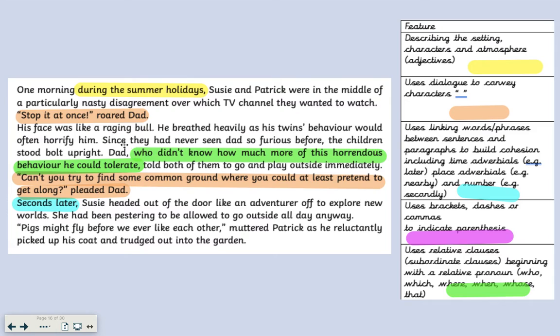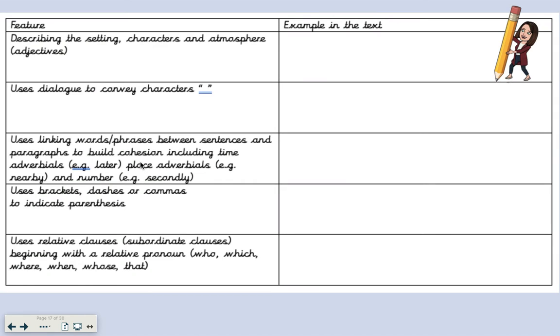Then we've got Dad, who, I should be screaming at the screen and saying, Miss, I know that is a relative pronoun. I know that who indicates a relative pronoun and it is a relative clause sentence. I should hope that you are doing that. So we have who didn't know how much more of this horrendous behaviour he could tolerate. So it's added extra information about Dad. Then again we have the dialogue to convey characters, so it shows that Dad is pleading for them to get along. And then seconds later is a time adverbial. We should be absolutely superstars at those because we have focused quite a lot on those in our Year 5 writing. Right then, so it's over to you guys now.